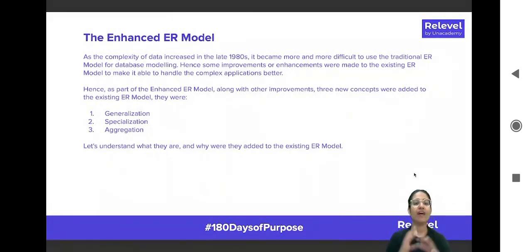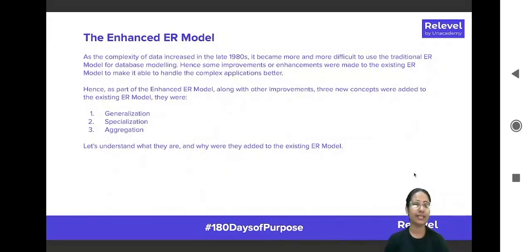Okay, so we have already talked about the basics of ER modeling, how we work on ER diagrams, and what notations and symbols we need to use. In this video, we'll talk about the enhanced version of ER models. So let's quickly get started.